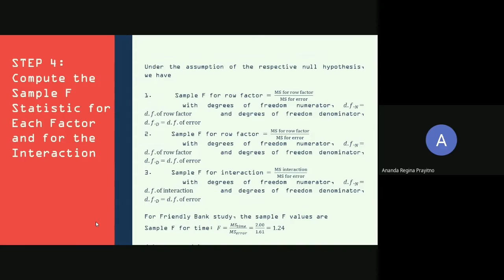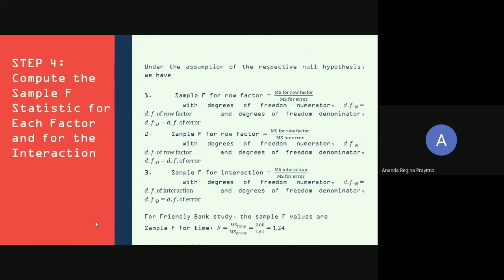Next is step 4. Compute the sample F statistic for each factor and for the interaction. Under the assumption of the respective null hypothesis, we have: 1. Sample F for row factor is equal to MS for row factor divided by MS for error, with degrees of freedom numerator dfn equal to df of row factor and degrees of freedom denominator dfd equal to df of error.